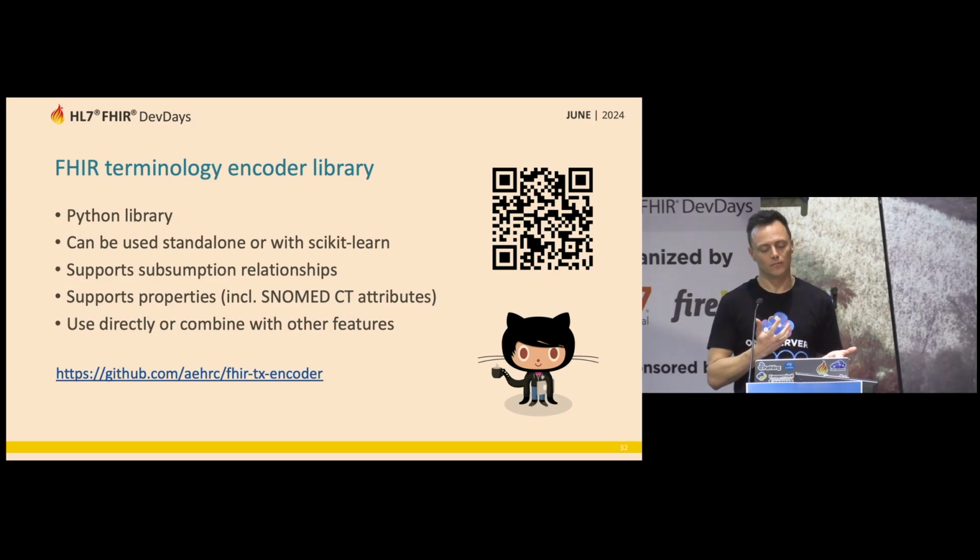CSIRO has released an open source library for encoding any type of FHIR terminology for machine learning applications. I encourage you to scan the QR code and check it out for more information.